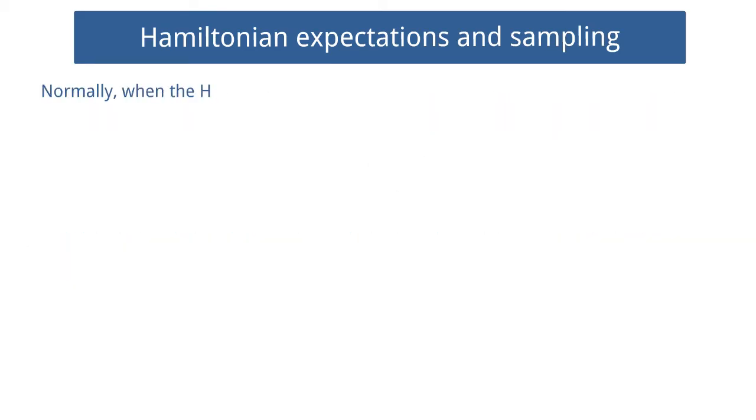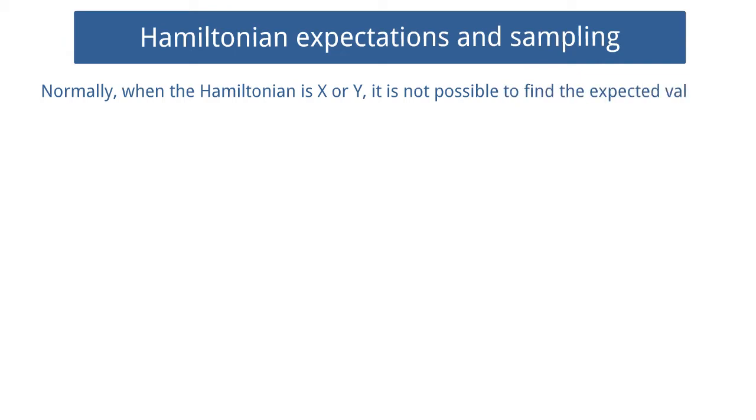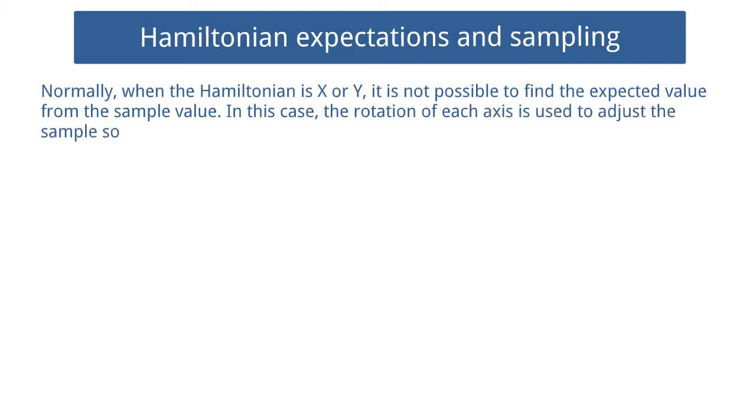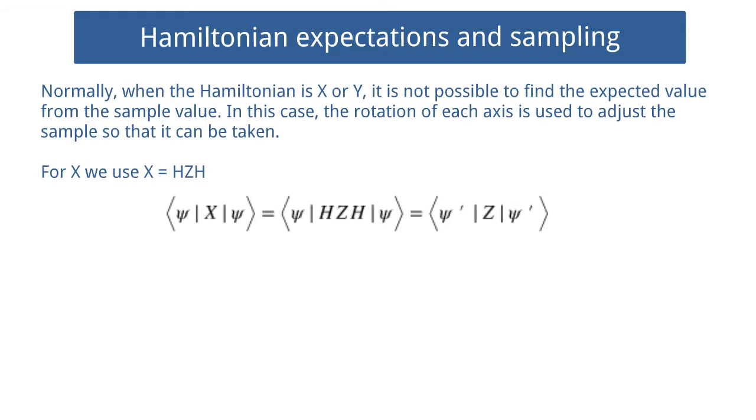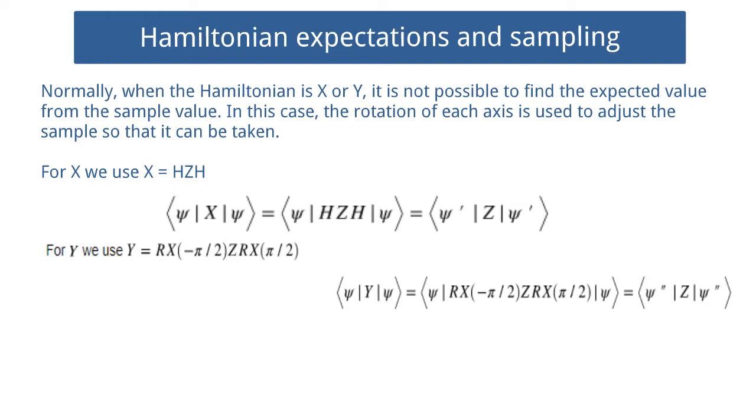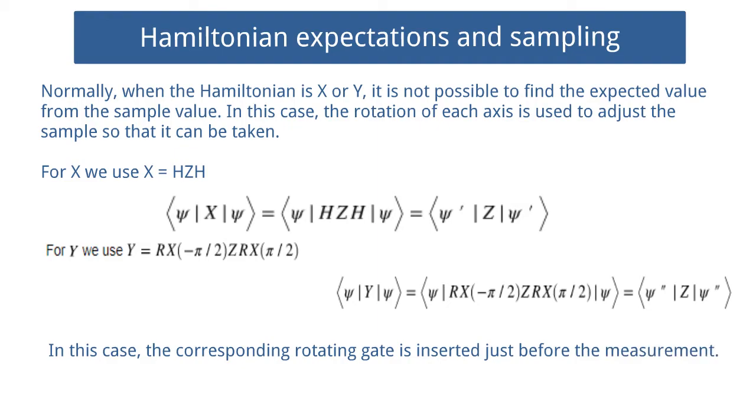Normally, when the Hamiltonian is X or Y, it is not possible to find the expected value from the sample value. In this case, the rotation of each axis is used to adjust the sample so that it can be taken. For X we use X equals HZH. For Y we use Y equals RX(-pi/2) Z RX(pi/2). In this case, the corresponding rotating gate is inserted just before the measurement.